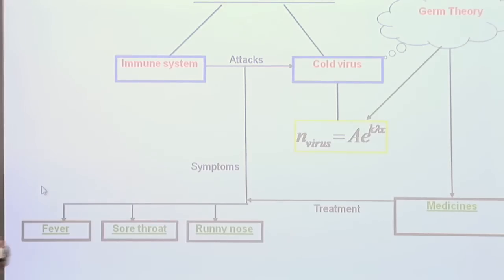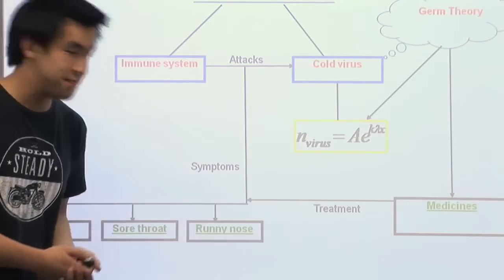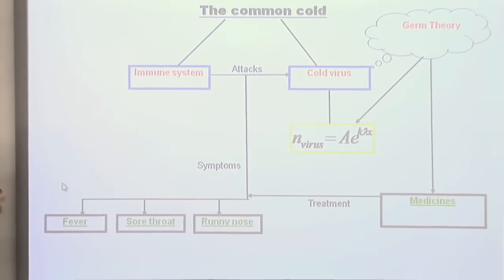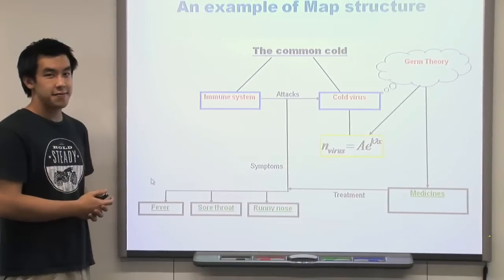Now, medicines are linked to these symptoms because they often offer a treatment. As you can see, this link map shows how the various bits of knowledge related to the common cold fit together. This example has introduced you to what link maps are all about. You will now have the opportunity to put your own link map together.